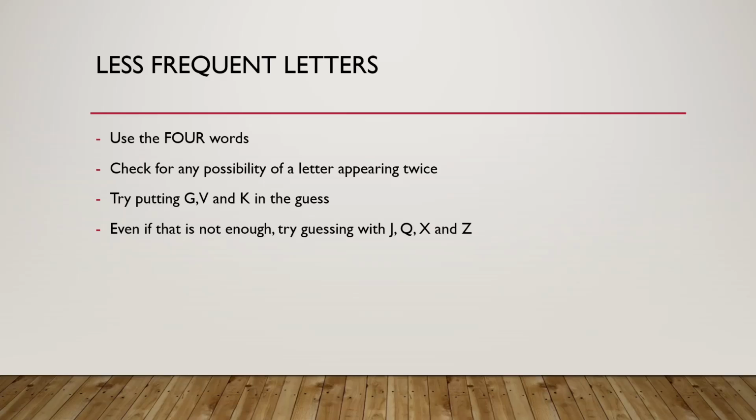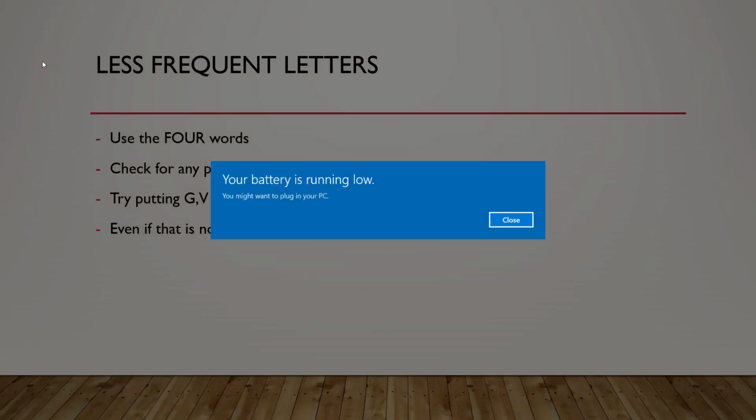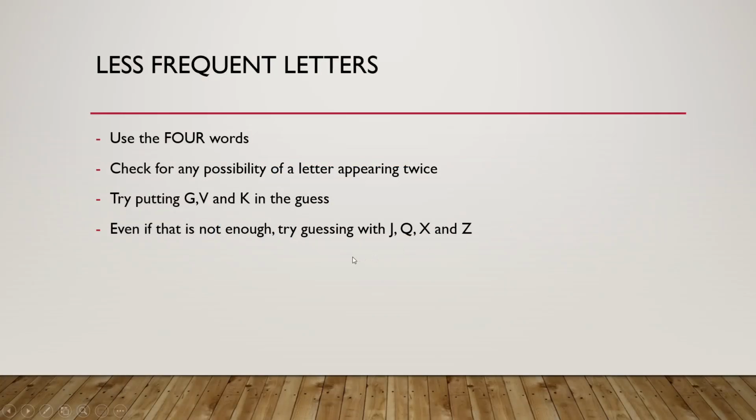Even if that doesn't work, you have to go and try guessing with J, Q, X, and Z. Why I'm saying G, V, and K is because out of these least frequently used letters, G, V, and K are the ones used more than others. So after you have used your four guesses with the 19 letters, and you have applied the double letter concept also, and still you have one or two letters missing, then you must try guessing with G, V, K, or then with J, Q, X, and Z. Let's see an example.